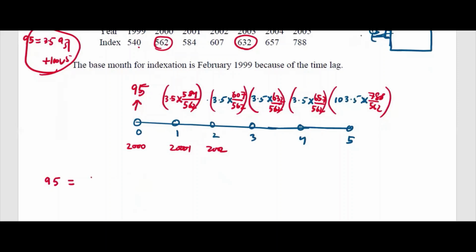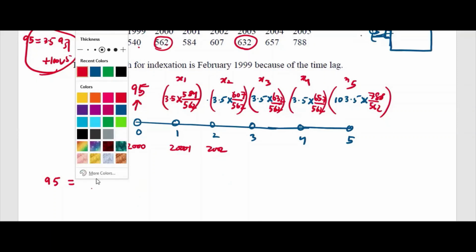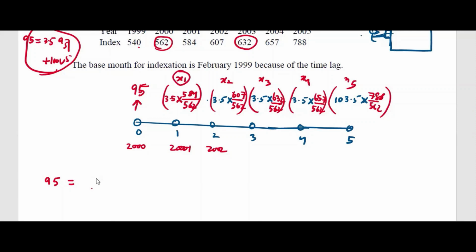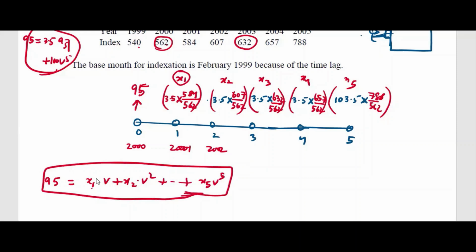You have to write this one: 95 is equal to, you have to use interpolation, and then whatever you find, suppose this value is x1, because I'll not find things here. This is x3, this is x4, this is x5. So instead of 3.5, 3.5, we now have variable amounts x1, x2, x3, x4, x5. So you will get x1 v, x2 v square, then x5 v5. When you solve this, you get the real rate of return or money rate of return.